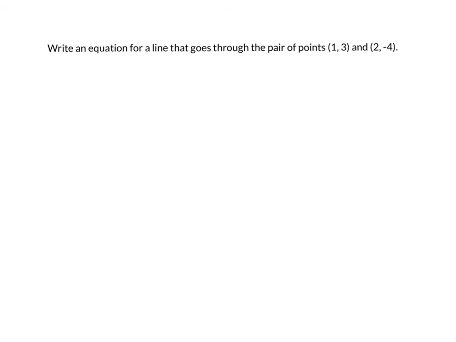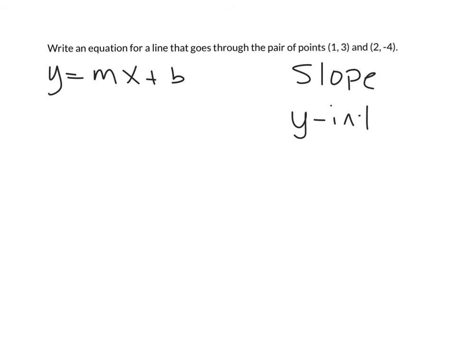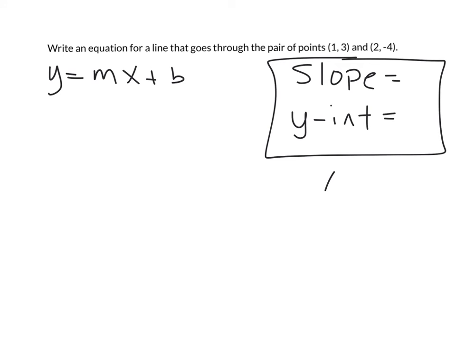In this problem, write an equation for a line that goes through the pair of points (1, 3) and (2, negative 4). Well, as usual, we know that we need to be able to write this in y equals mx plus b. We have to have a slope to do this, and we have to have a y-intercept. If we have those, we have everything we need. We may also need an x and a y if we're missing either a slope or a y-intercept. As I look at this, it just gives me 2 points. It doesn't tell me a slope, and it doesn't tell me a y-intercept.